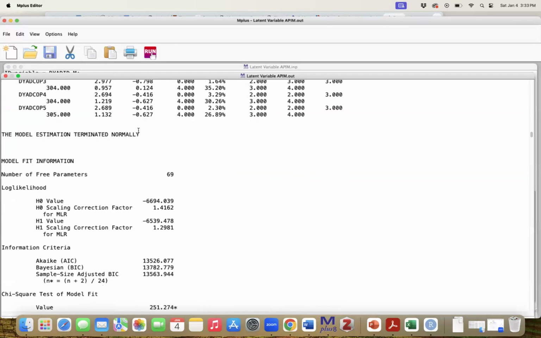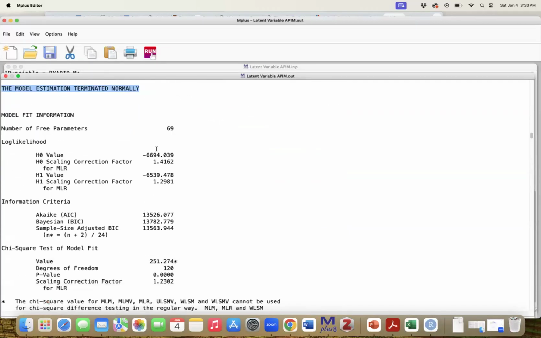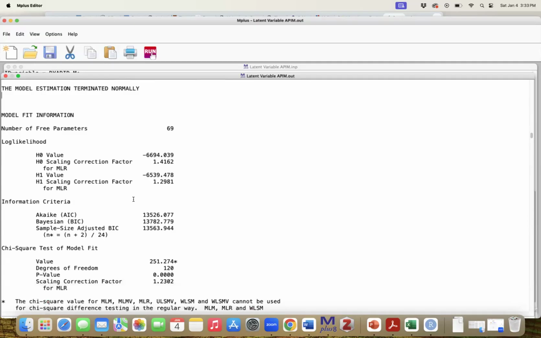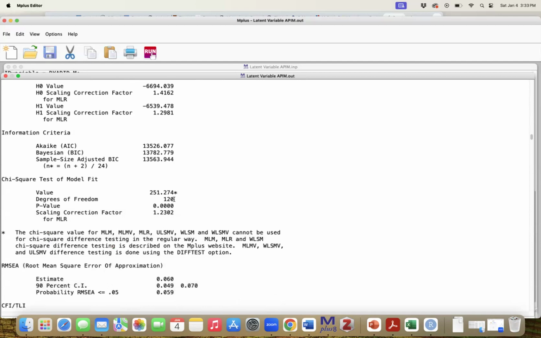And the primary message that we want to look at is that the model terminated normally. So that's really good. It means we didn't get any error messages like a non-positive definite matrix. Our model converged. So we are good to go with providing an initial interpretation of what is going on in our data. All right, so we have our chi-square fit.